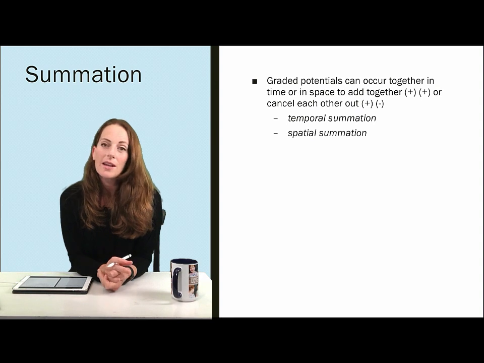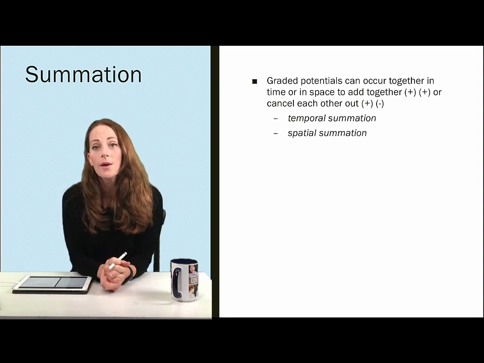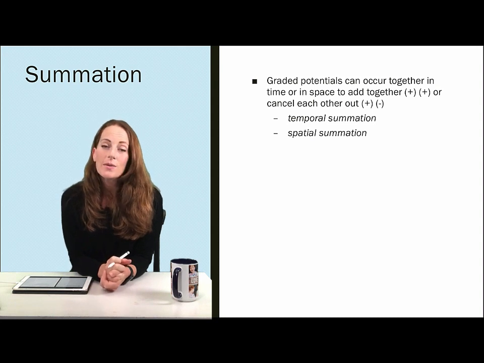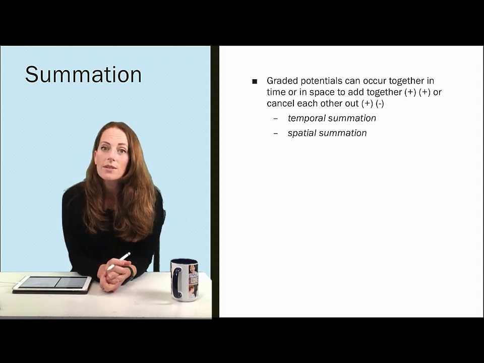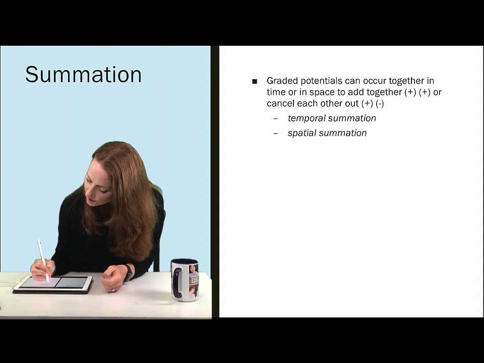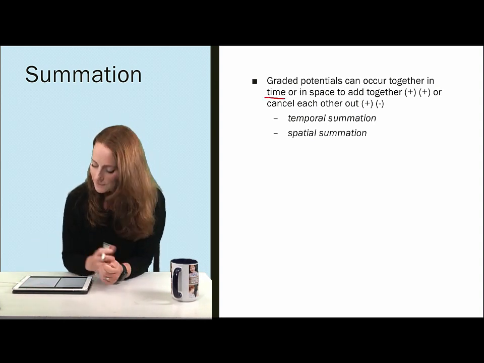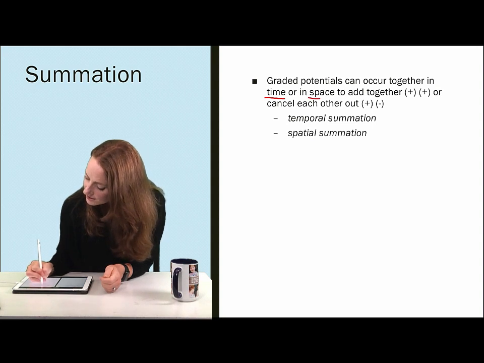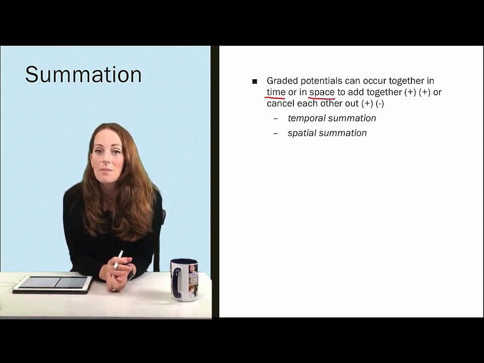Why do we care about graded potentials? We care about graded potentials because they are what will add up to these larger action potentials. So we have what's called summation, or adding, of graded potentials. So graded potentials can occur together in time, which would be a temporal summation, or they can occur together in space on the dendrites, which would be a spatial summation.